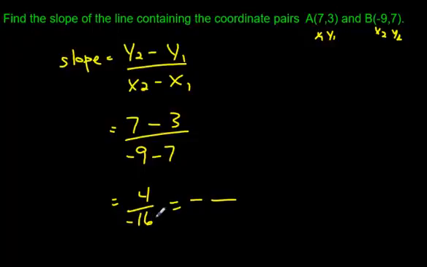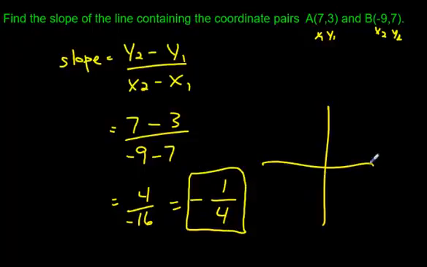So what number can 4 and 16 be divided by? Well, if you're good at your times tables, you'll know that 4 divided by 4 is 1, and 16 divided by 4 is 4. So it's negative 1/4. That is our slope. You know that that line's going to be going downhill. In fact, if you wanted to, you could graph it to verify that this is true, but I'm not going to do that because I'm trying to keep this video short.